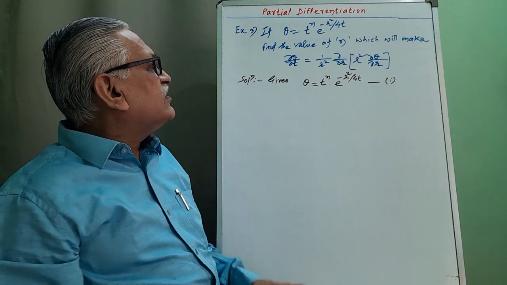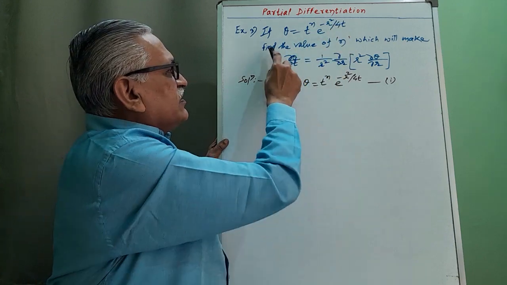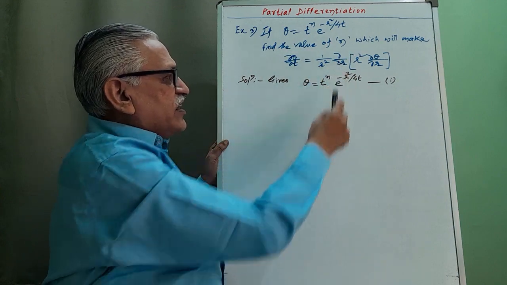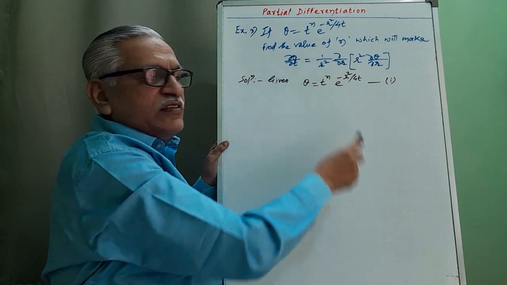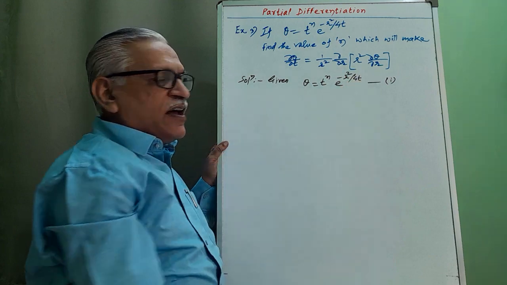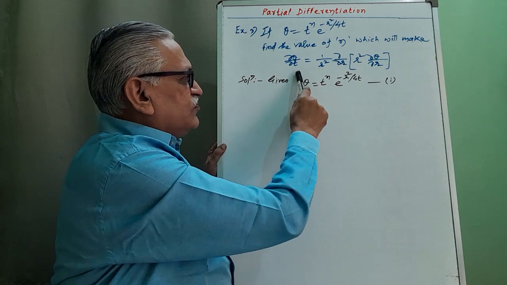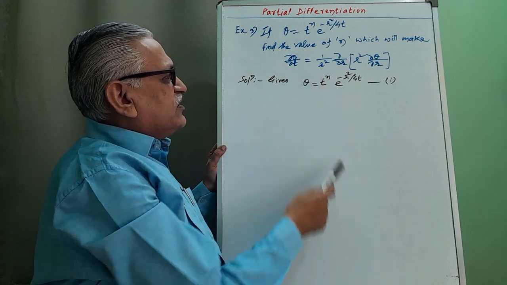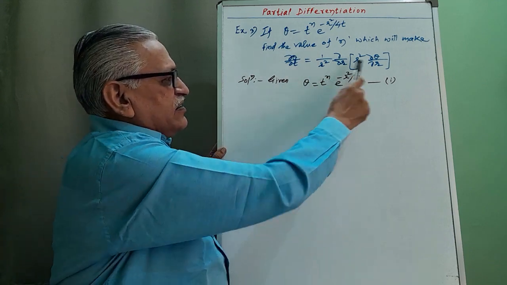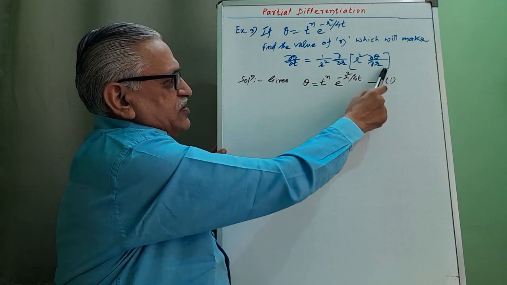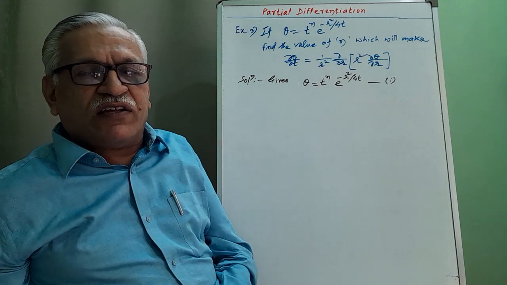Example number 3rd. If theta is equal to t raised to n multiplied by e raised to minus r square by 4t, then find the value of n which will make this relation hold. That is, dou theta by dou t is equal to 1 by r square into dou by dou r of r square into dou theta by dou r. And therefore, to apply this result, we have to differentiate theta with respect to t, meaning we have to find the left hand side, and then to find the right hand side, we have to perform this step. First, multiply by r square, then differentiate it by r, and then multiply it by 1 by r square.